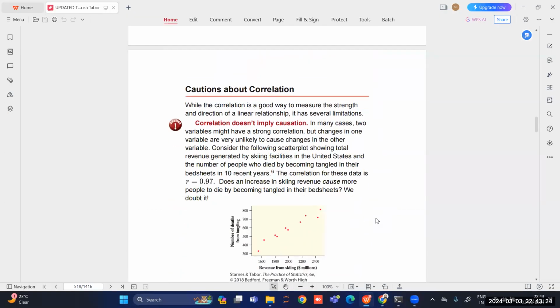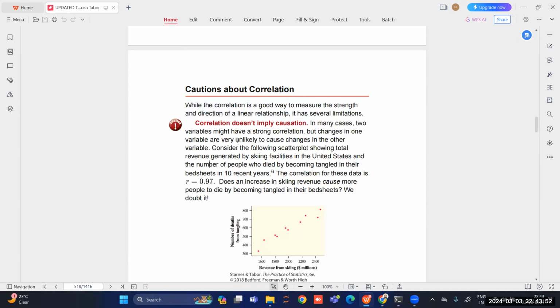Cautions about correlation. There are some cautions that we have to take while commenting and interpreting the results about the correlation. What he wants to say is that while correlation is a good way to measure the strength and direction of a linear relationship between two variables, and we can also comment on whether it is positive or negative, whether x is increasing and y is decreasing or both are increasing, it has several limitations.